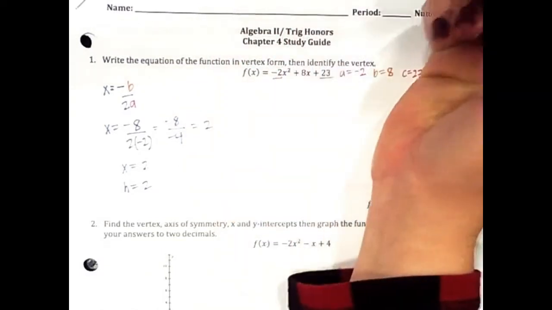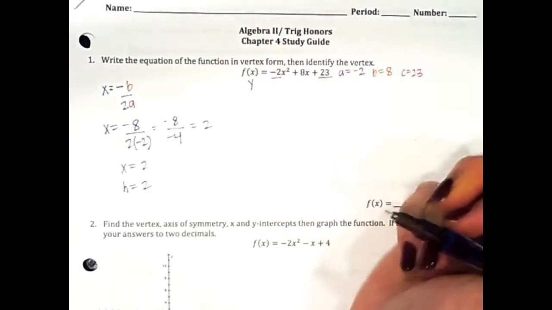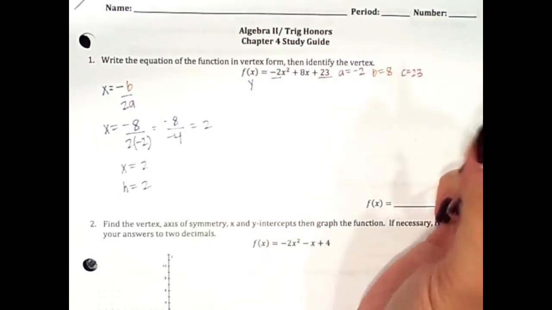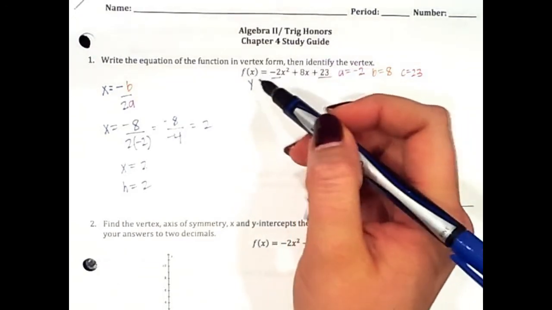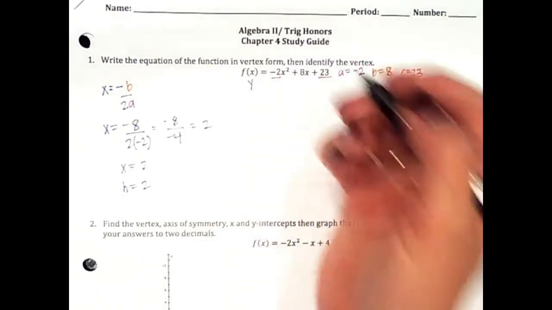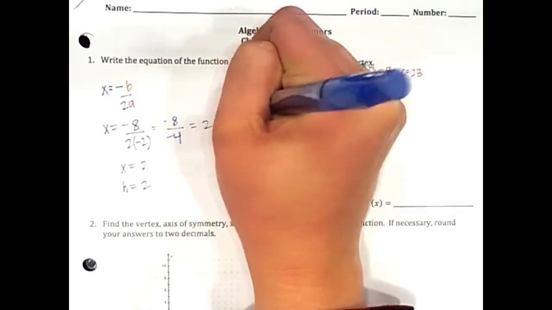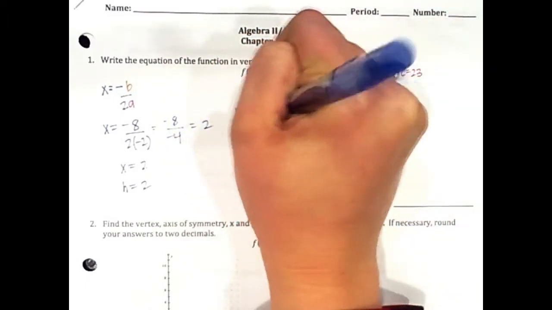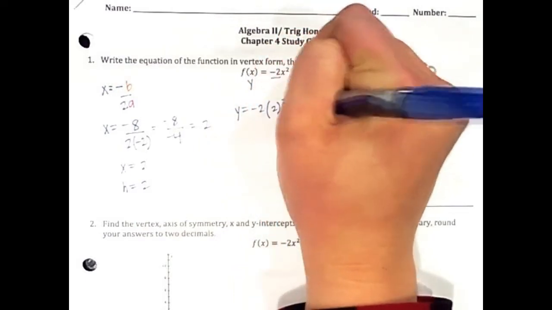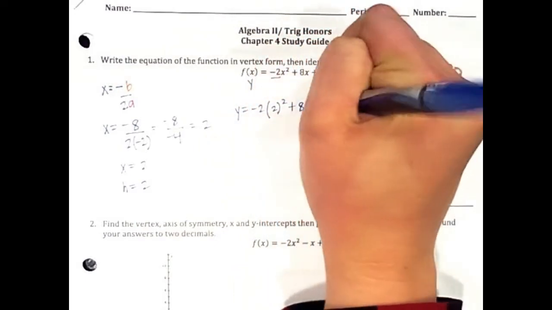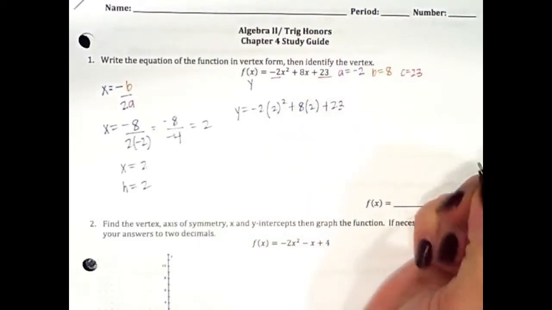So f of x, remember, f of x is the same as y. So interchangeable, doesn't matter, it's the same thing. One's just function, one's just y. So I am going to plug into my original equation, -2, and I'm going to plug in 2. So 2 squared plus 8 times 2 plus 23.